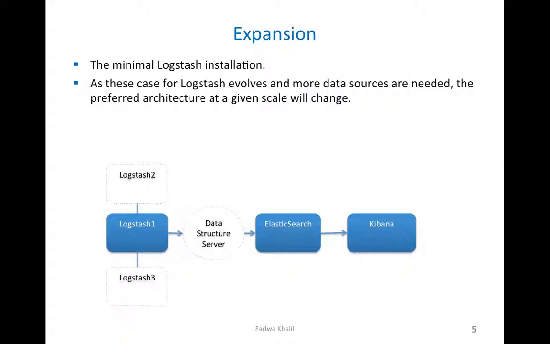The minimal Logstash installation has one Logstash instance and one Elasticsearch instance. These instances are directly connected. As the use case for Logstash evolves, the preferred architecture at a given scale will change. Depending on the situation, the ELK stack can be scaled by adding additional nodes, as in the diagram below, such as Logstash 1, Logstash 2 for Logstash processing and Kibana web interfaces, or maybe scale the Elasticsearch master data node by building out additional nodes, and they will join the cluster.